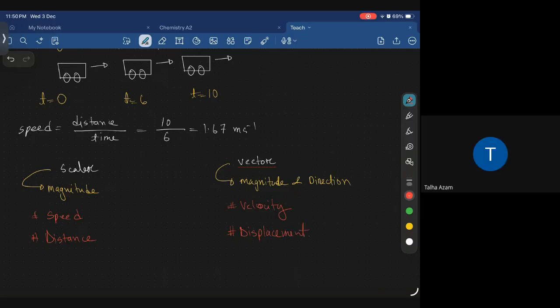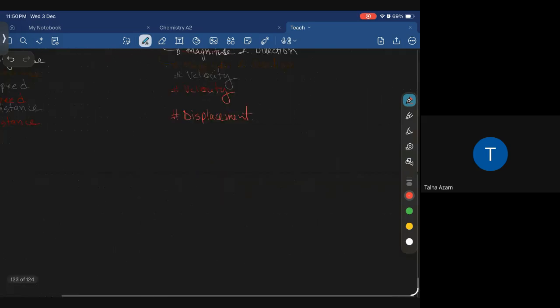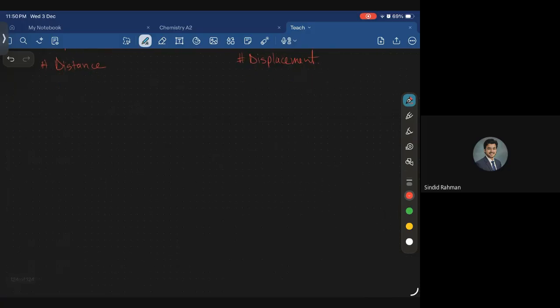Clear? Yeah, that's clear. Okay. Now let's say, are you good with graphs? Do you know how graphs work? Yeah. Okay.